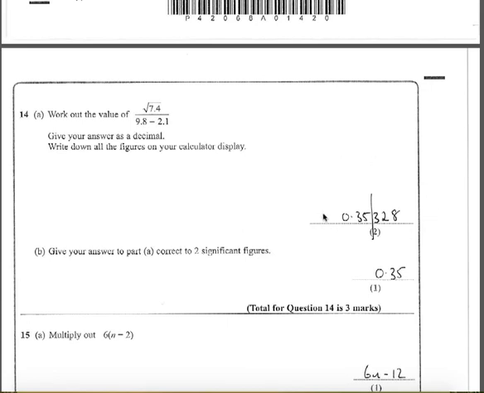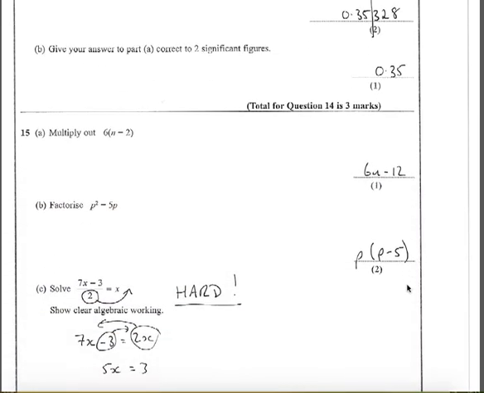Type this into your calculator, round it to 2 significant figures. The first significant figure is the first number that's not a 0, so there's my first significant figure, there's my second significant figure. The next number's a 3, so I don't need to round up, so it's just 0.35.